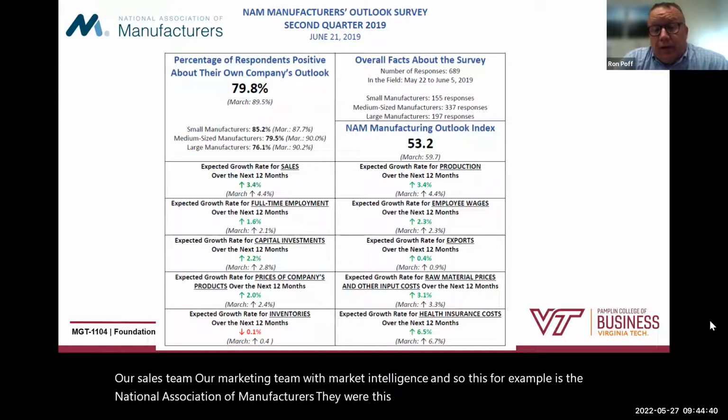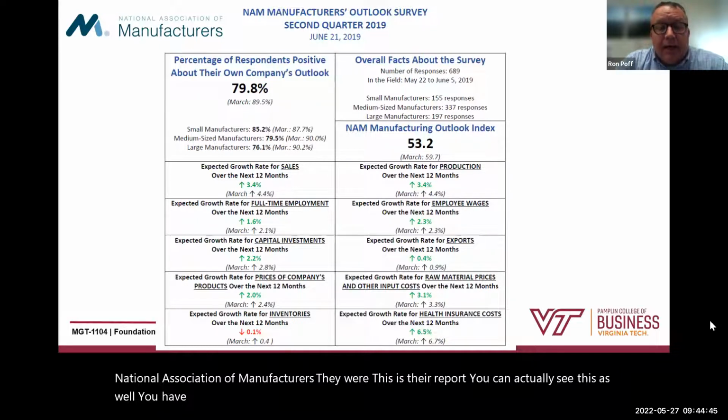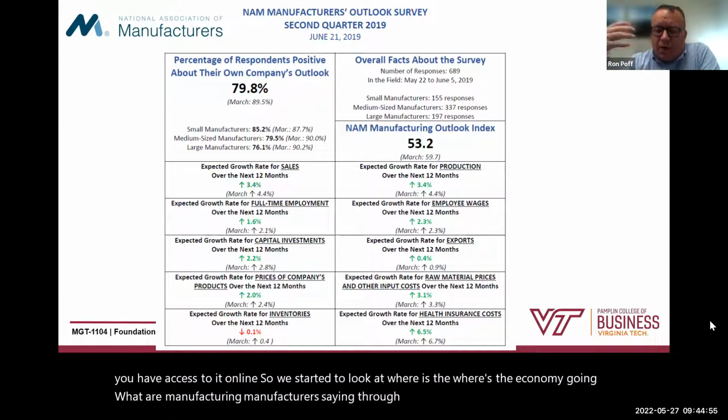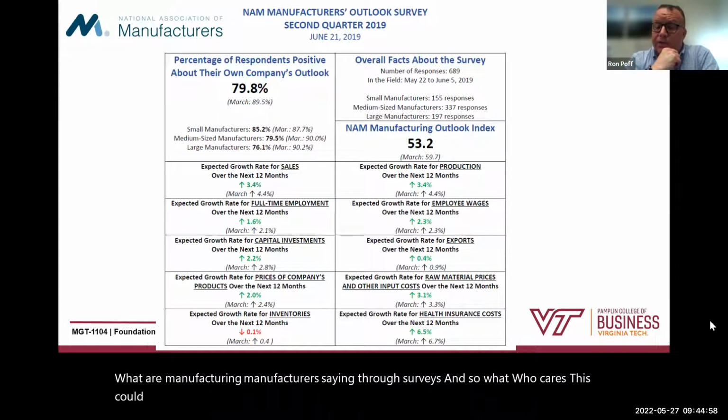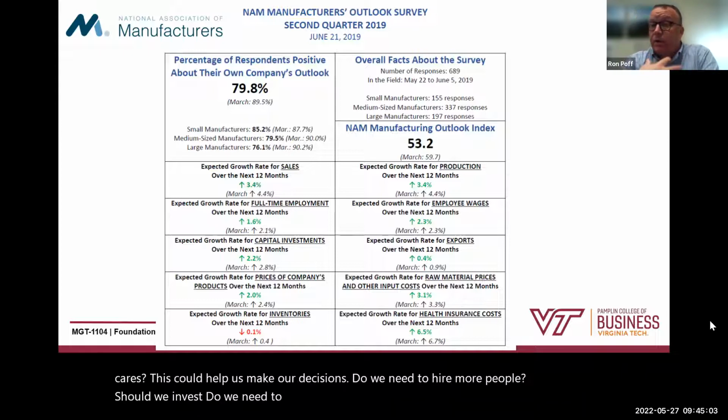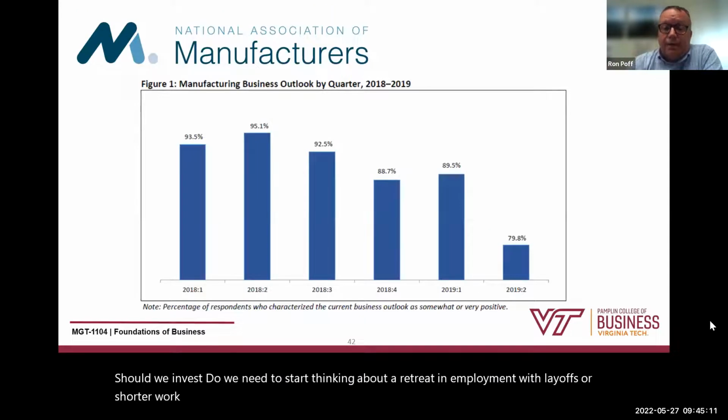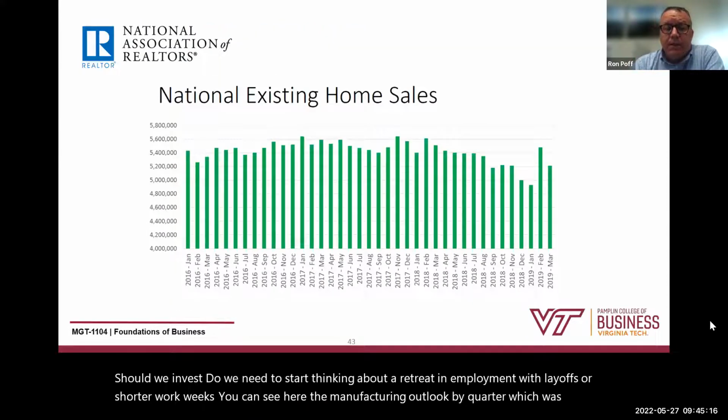This is their report. You can actually see this as well. You have access to it online. So we started to look at where the economy is going. What are manufacturers saying through surveys? And so what, who cares? Well, this could help us make our decisions. Do we need to hire more people? Should we invest? Do we need to start thinking about a retreat in employment with layoffs or shorter work weeks? You can see here the manufacturing outlook by quarter, which was an important piece.